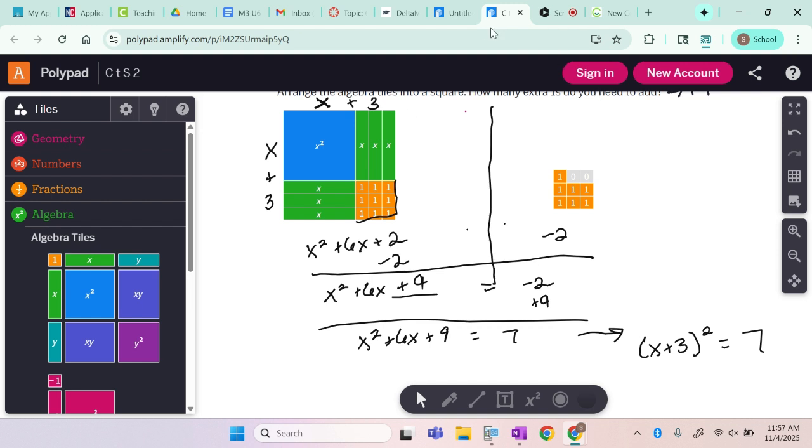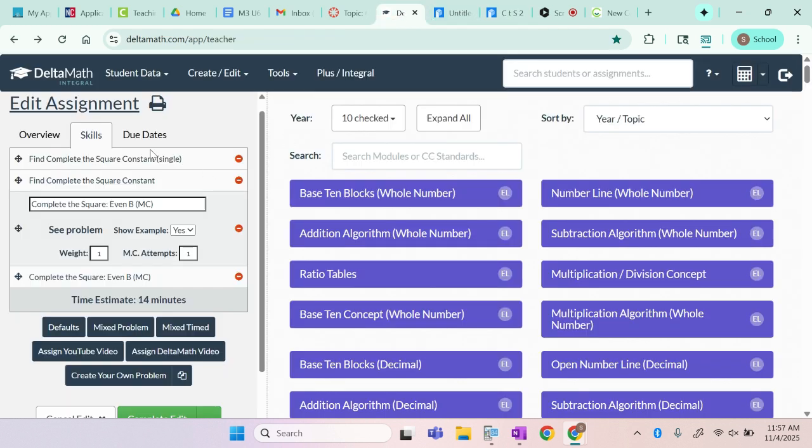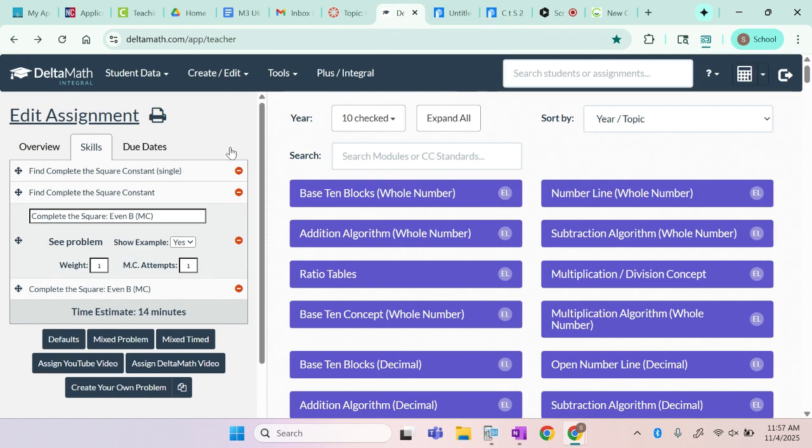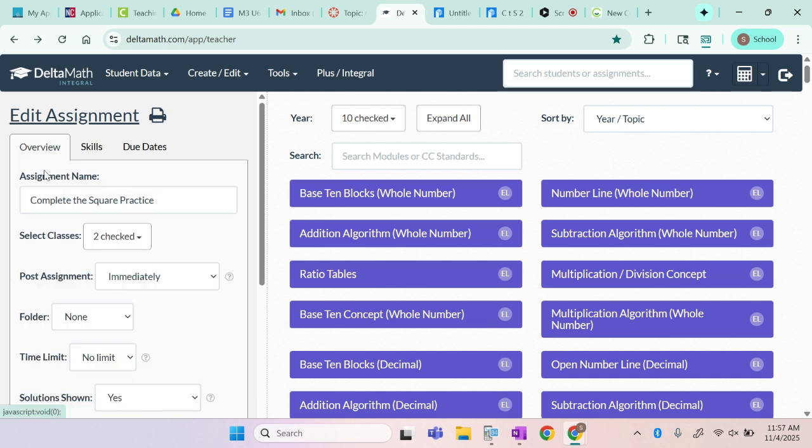All right. So now what I want you guys to do is go to Delta Math and go to the assignment that says 6.2 intro. Or no, not 6.2 intro. It's completing the square practice. So it says complete the square practice. Go there. We're going to do a couple together.